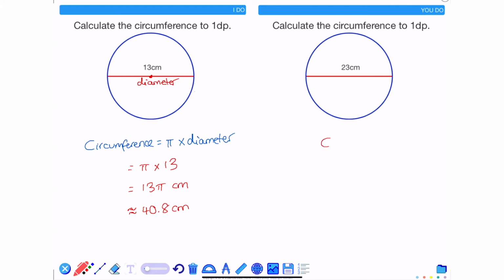So using the formula circumference is equal to pi times diameter, I can see that the diameter of the second circle is 23. So substituting this in gives me pi times 23, which as a multiple of pi is 23 pi centimeters. Grabbing a calculator and typing in 23 times pi gives 72.3 centimeters. This is the circumference of the circle, indicated by the blue line in my second example.